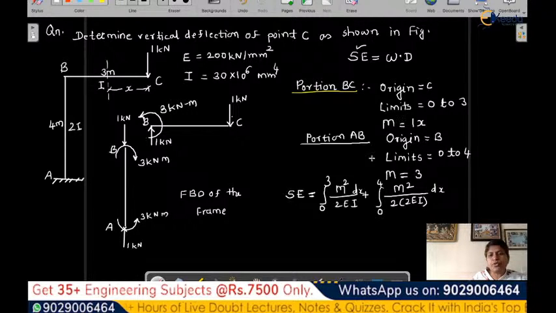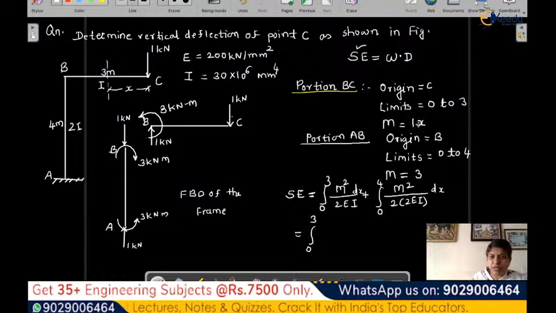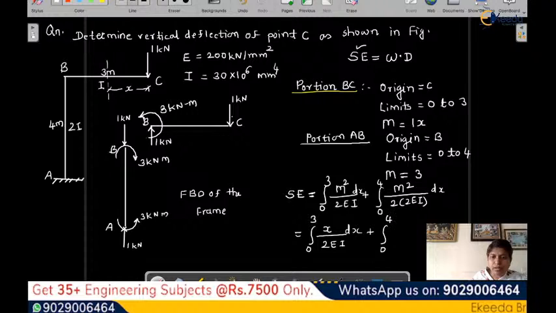Now you substitute all the values over there. So it is 0 to 3. M square is how much? 1x, so it is nothing but x. So it is x square by 2EI dx, plus 0 to 4. Here M square for this is nothing but 3 square, so it is 9 by 4EI dx.